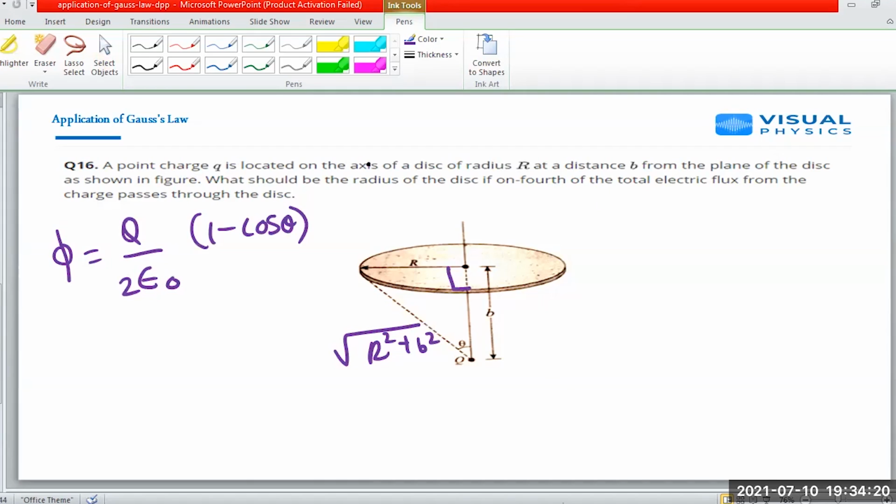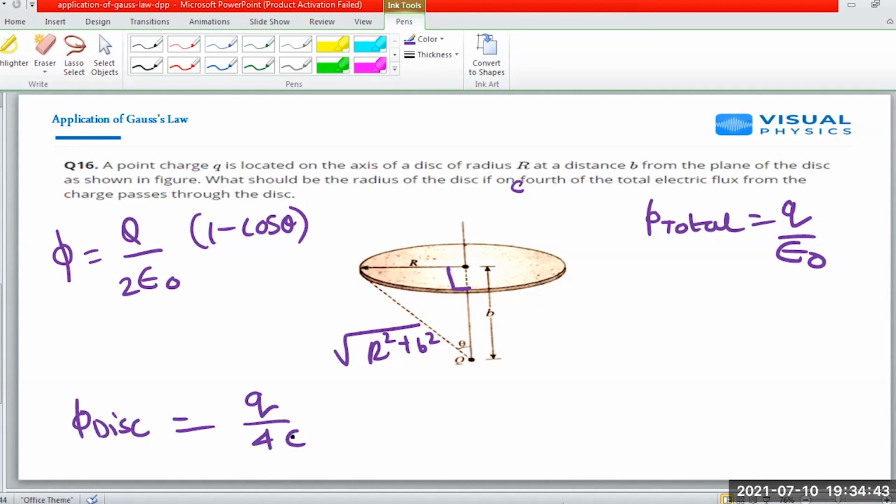A point charge Q is located on the disk of radius R at a distance D from the plane of the disk. What should be the radius of the disk if 1/4 of the total electric flux from the charge passes through the disk? So phi total due to charge Q is Q by epsilon naught. So phi due to the disk is 1/4, that is Q by 4 epsilon naught. This is equal to Q by 2 epsilon naught times 1 minus cos theta.